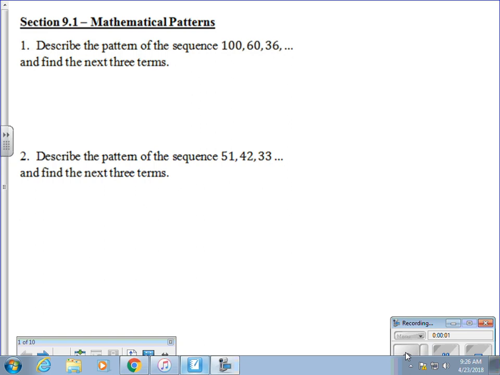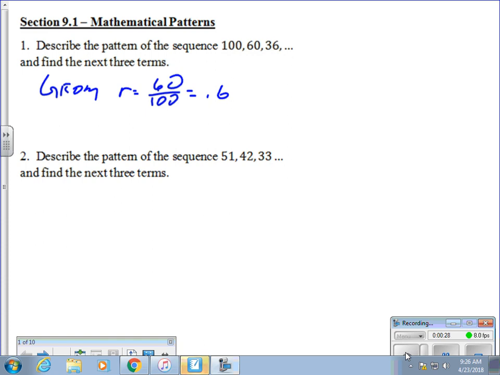So practice test: describe the math pattern of the sequence 100, 60, 36, and find the next three terms. This is a geometric sequence, and R is 60 over 100, or 0.6. I used 0.6 for this one. And then it says to find the next three terms.